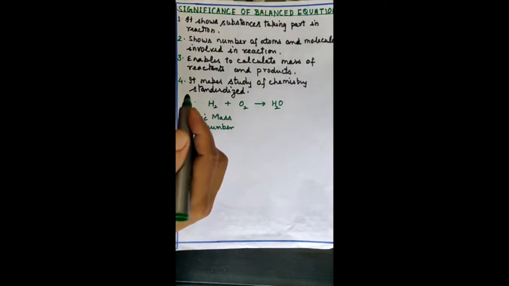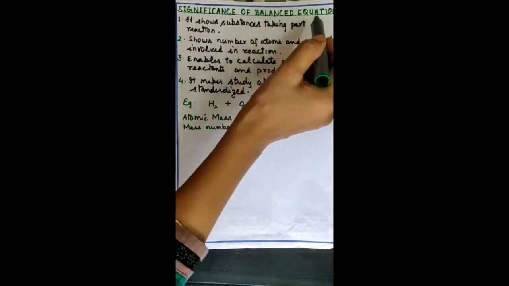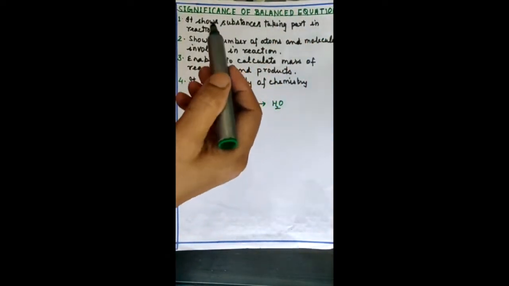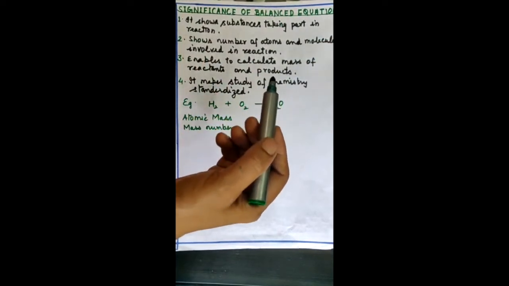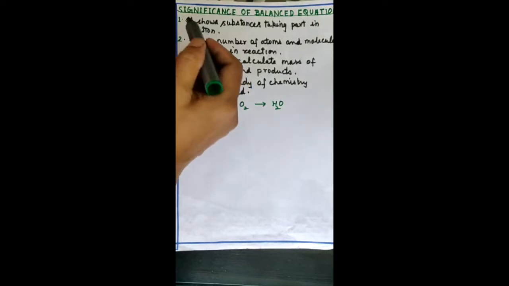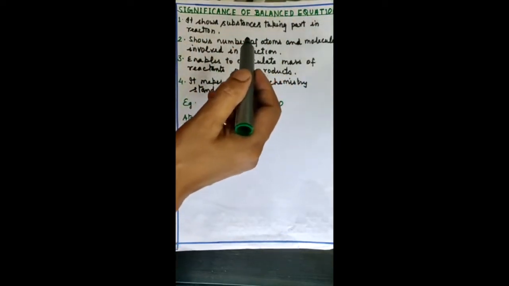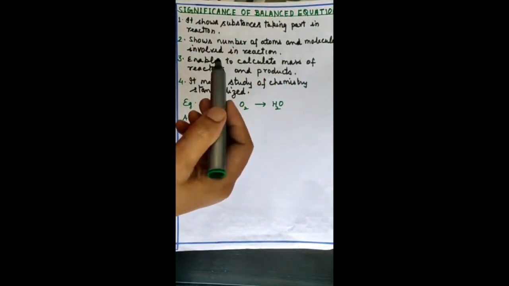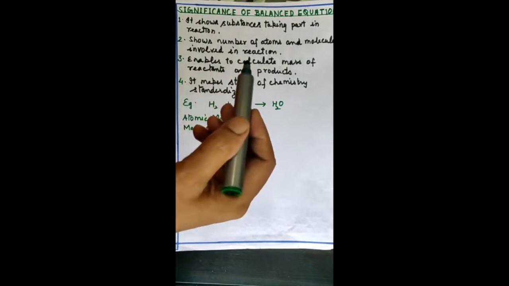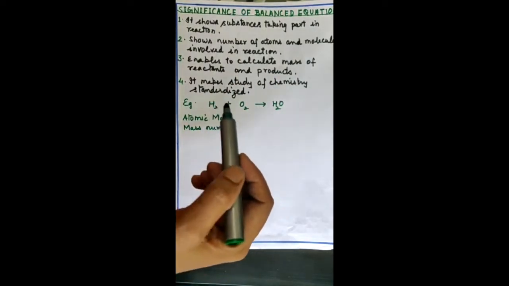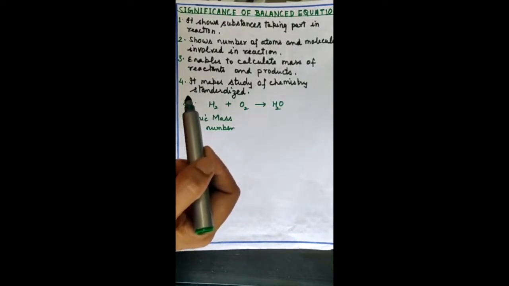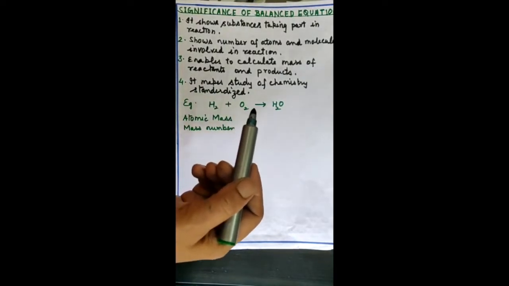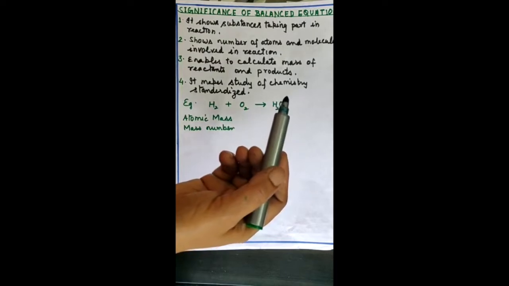Dear students, we have already discussed what balanced equations are and also how to balance a chemical equation. But we must also know the significance of a balanced chemical equation, apart from balancing it to fulfill the requirement of the law of conservation of matter, because according to that law, atoms are neither created nor destroyed.